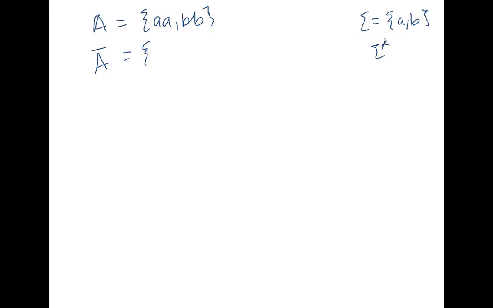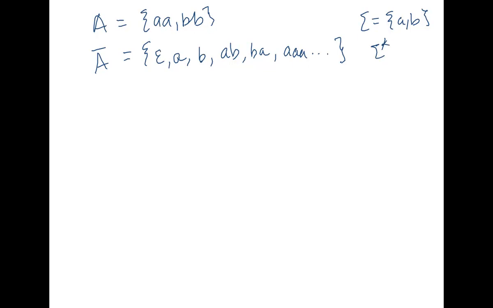A doesn't contain the empty string, so that one's in the complement. It doesn't contain the single character a or the single character b. It doesn't contain ab. It doesn't contain ba. And I can keep going. It doesn't contain aaa.